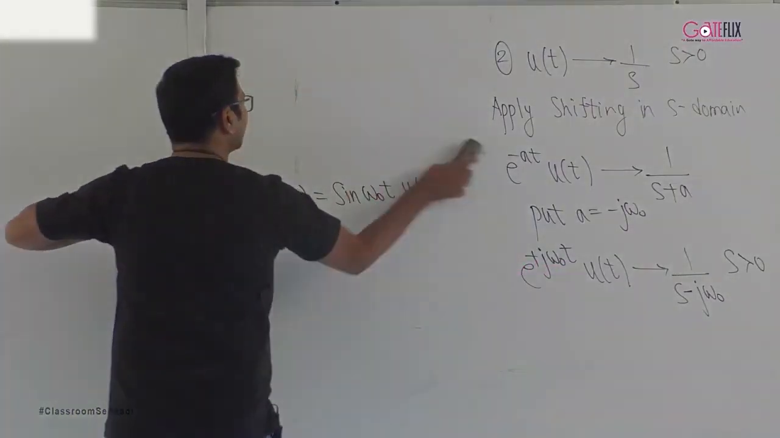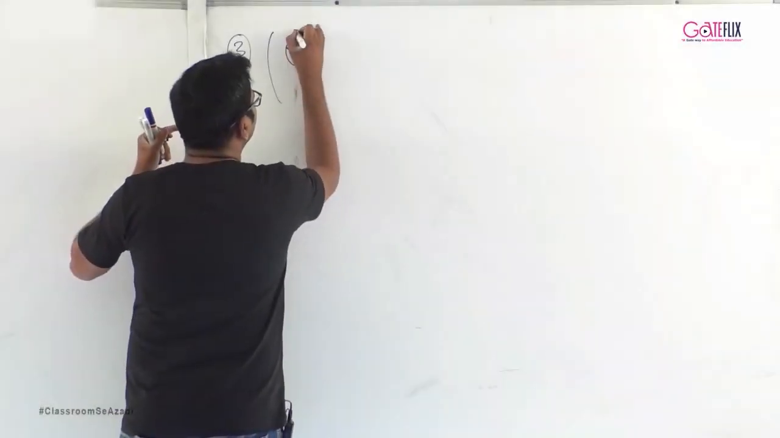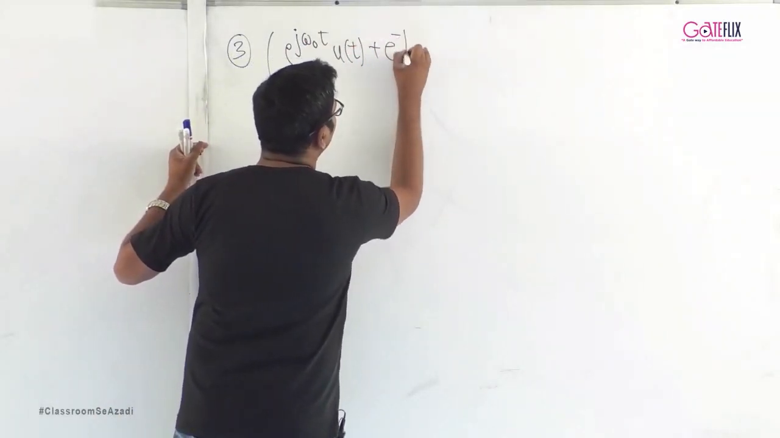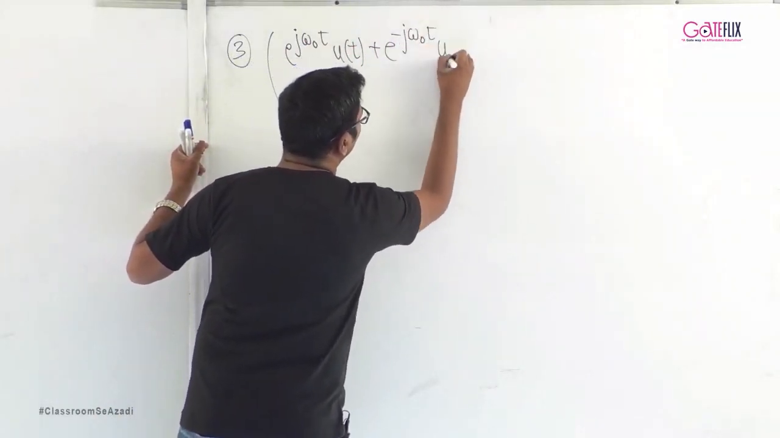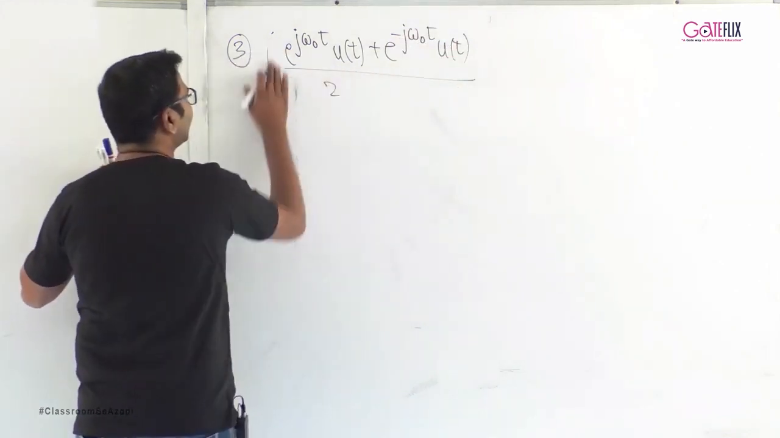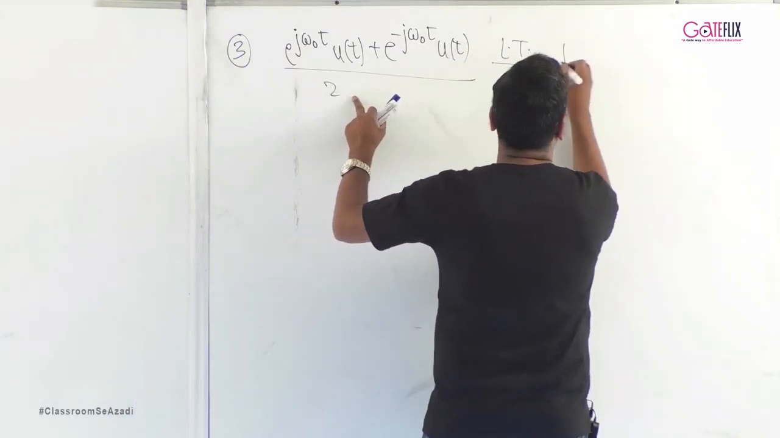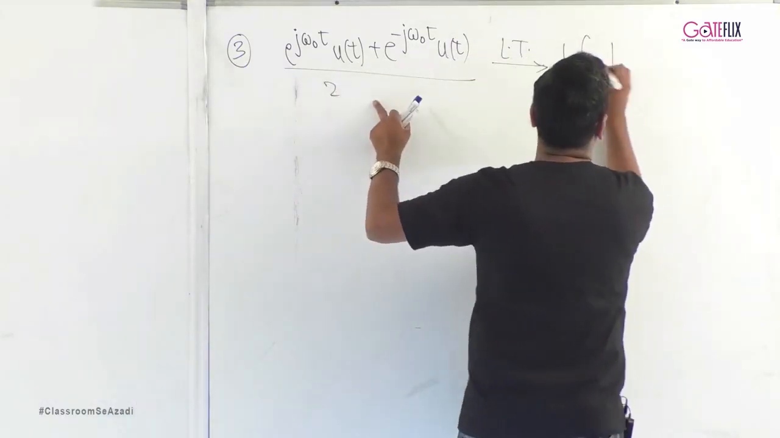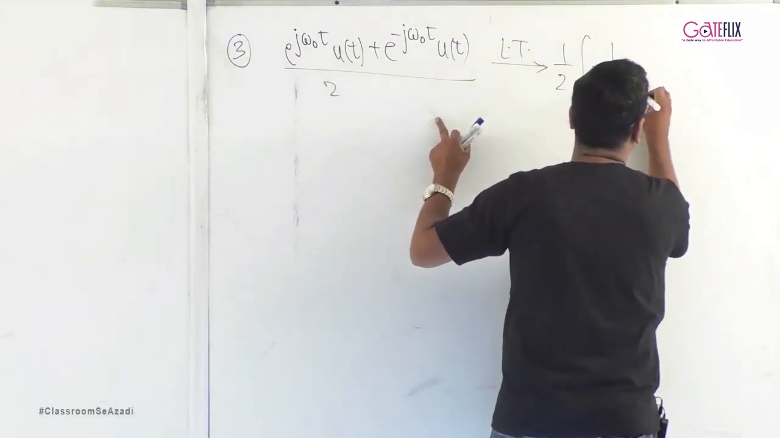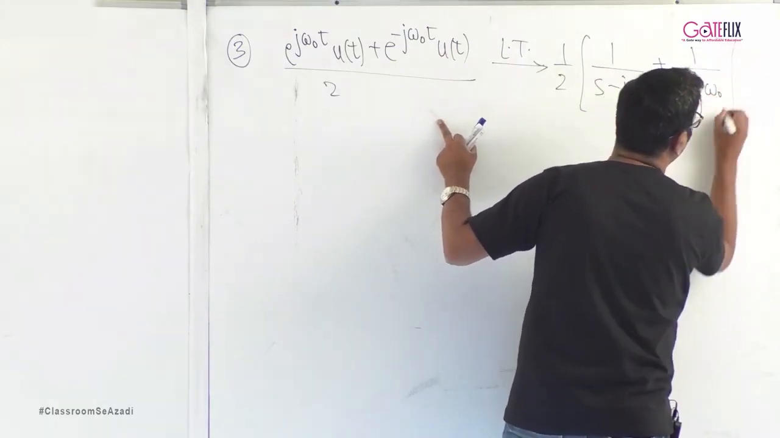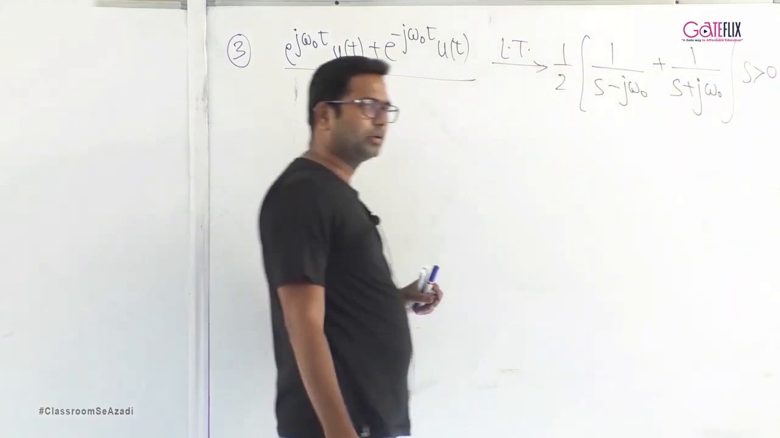Therefore, to solve for cos, we start with e raised to j omega naught t u of t plus e raised to minus j omega naught t u of t, whole divided by 2. Therefore, the Laplace transform will be 1 by 2. The Laplace transform of the first is 1 upon s minus j omega naught, and the Laplace transform of the second is 1 upon s plus j omega naught. ROC for both is s greater than 0.